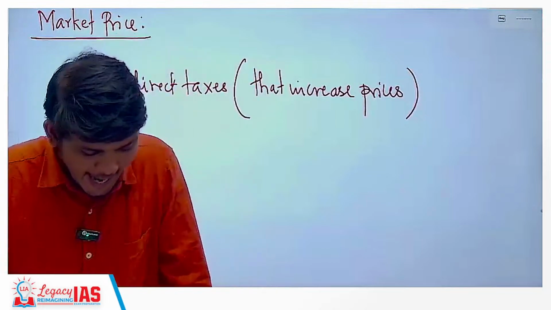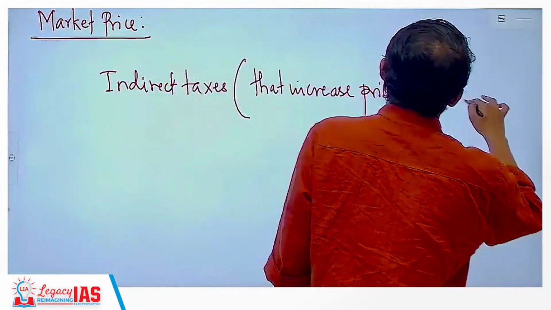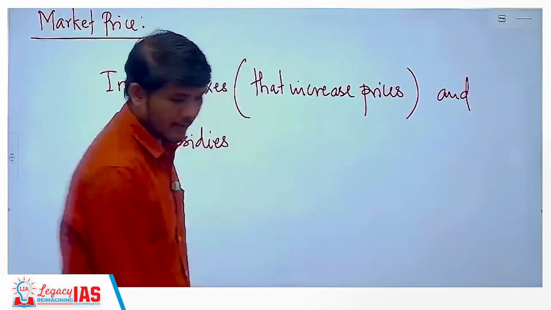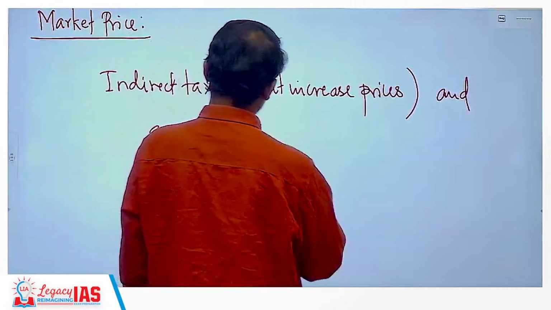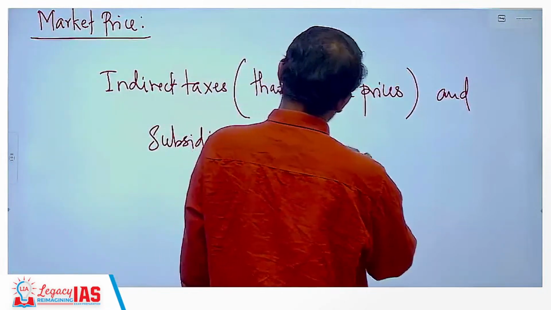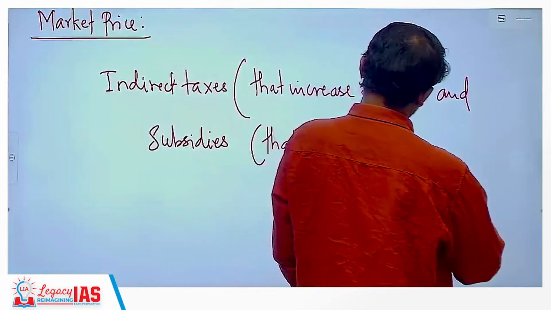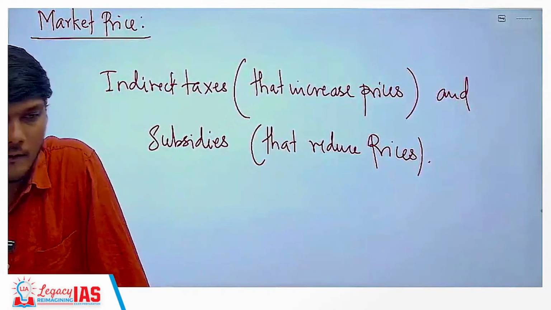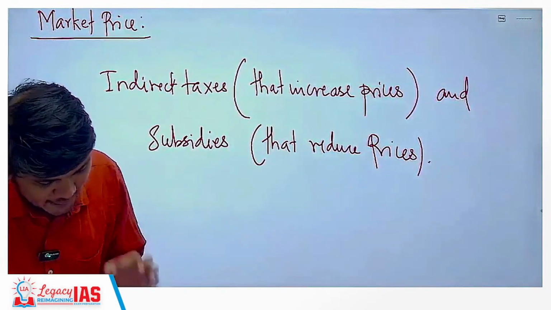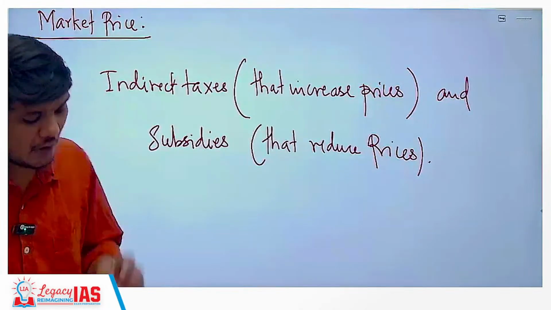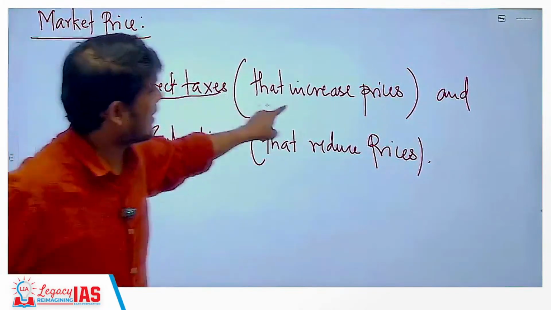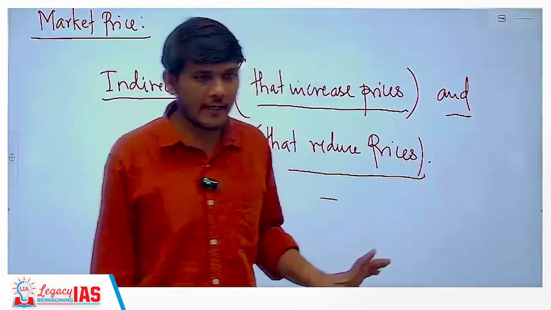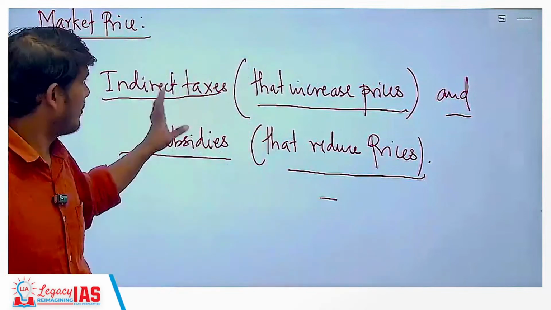ठीक है? And subsidies, bracket, that reduce prices. क्या लिखा है? It is the actual transaction prices of goods and services, including indirect taxes that increase the prices and subsidies that reduce the prices. ये लिखा है ना? This is market prices. I'll explain. पहले लिख लो.